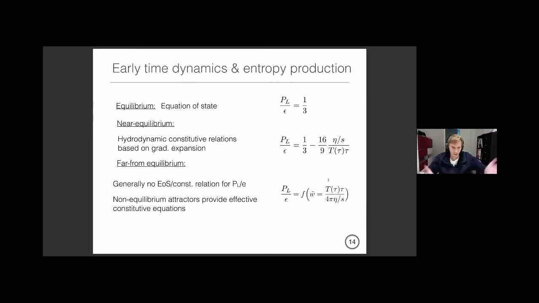Okay, in principle, in a non-equilibrium system, your pressure over energy density can be anything, right? But now, as I've shown you before, it seems that at least in the setup of Bjorken flow hydrodynamics, we have these non-equilibrium attractors, which actually do provide us with something like an effective constitutive equation, where now the pressure over energy density is some function of this variable that I call W tilde, essentially a ratio of the expansion rate compared to the equilibrium relaxation time.